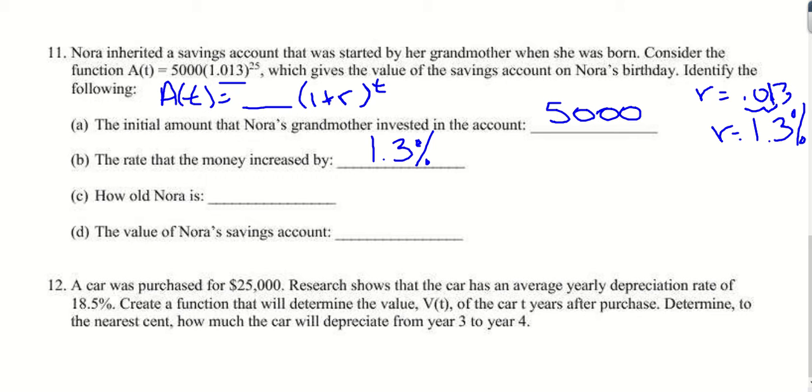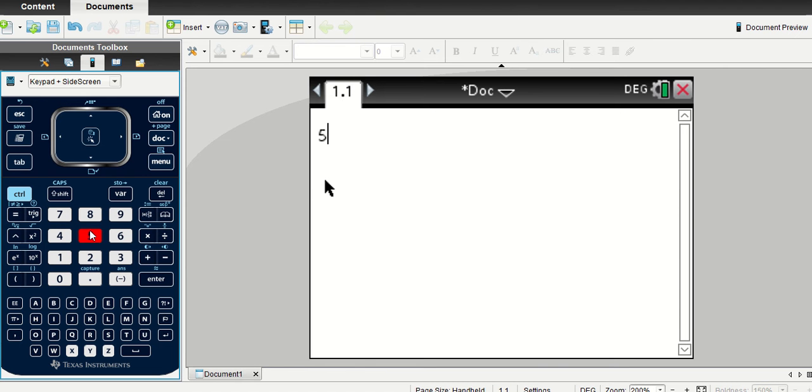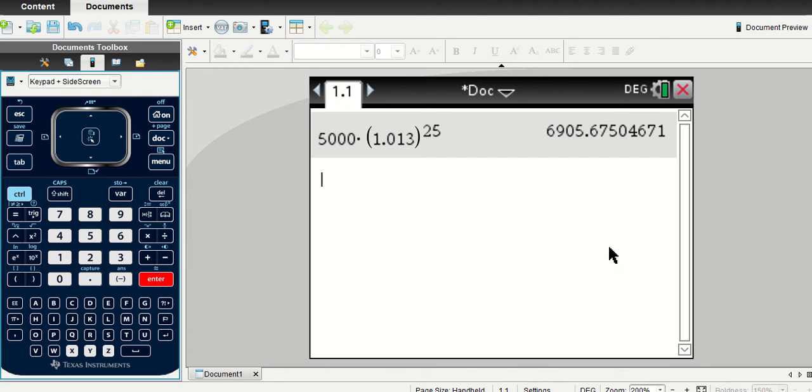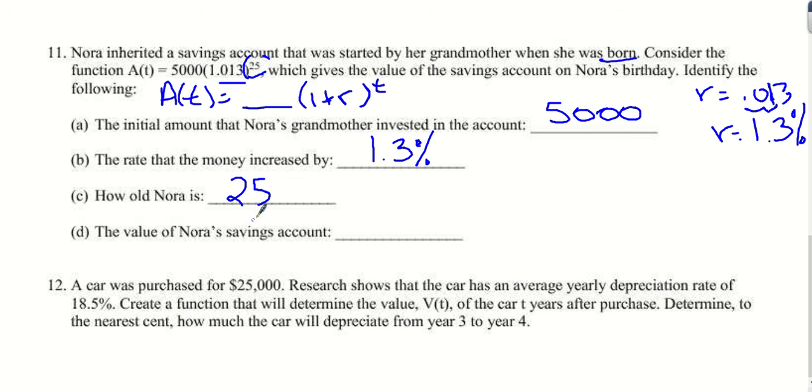How old is Nora? Remember, it said she started when she was born, and she's currently 25. That's on her birthday. And the value of her account, we're just going to take our calculator, so pause while you get that ready. So we're just going to type in 5,000 times, parentheses, 1.013, and then raise to this, we get the caret button there, and then 25. And we get $6,905.